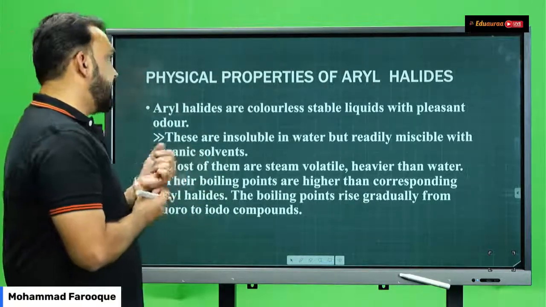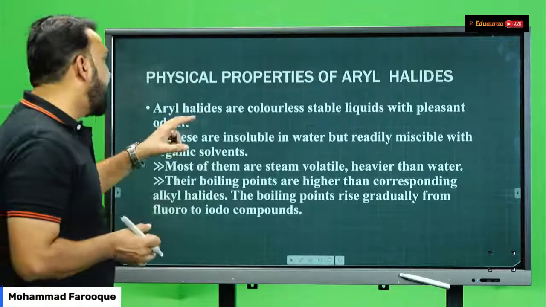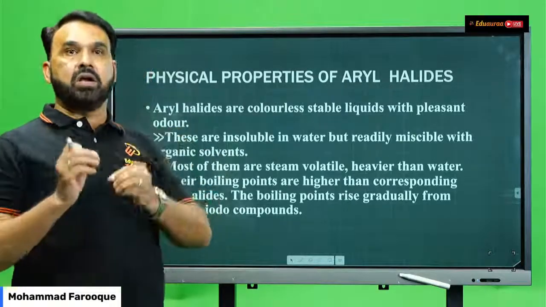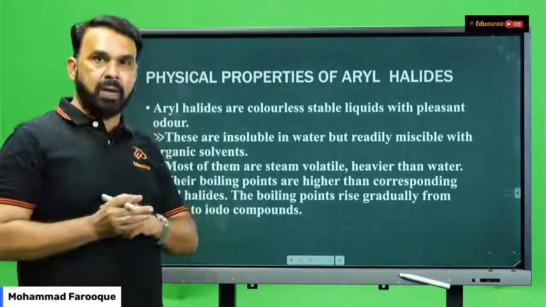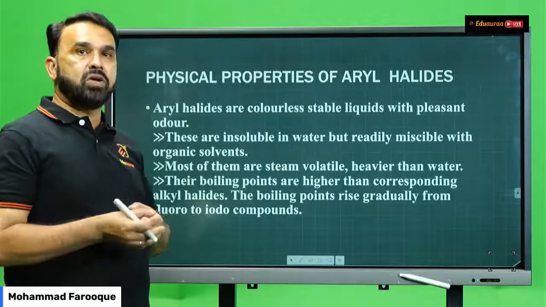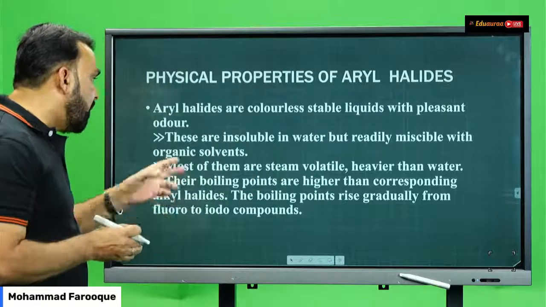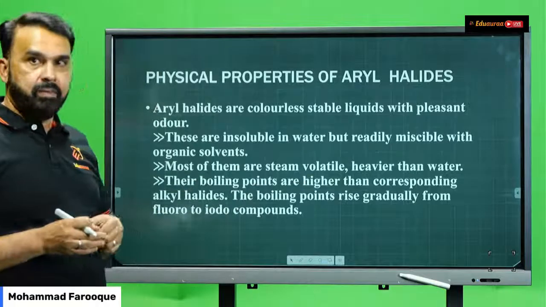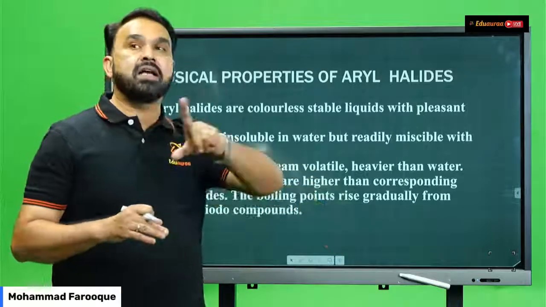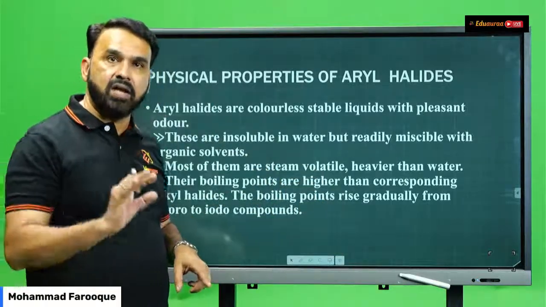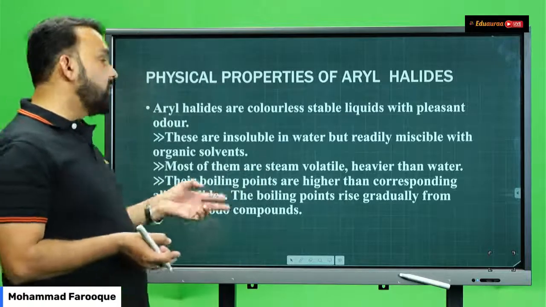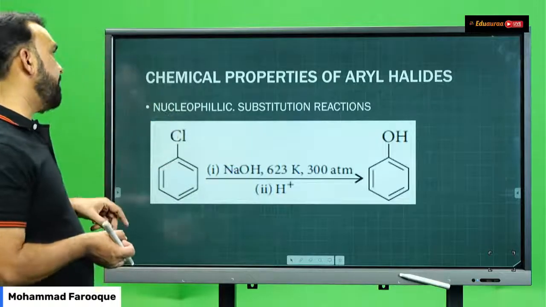Understand the physical properties. What are the physical properties of aryl halides? Aryl halides are colorless, stable liquids with a pleasant odor. They can be identified by the odor. Odor identifies an aromatic compound, that's why it's called aromatic. These are insoluble in water, but readily soluble in organic solvents. Most of them are steam volatile because they're heavier than water. Their boiling points are higher than the corresponding alkyl halides. The boiling point rises gradually from fluoro to iodo compounds.